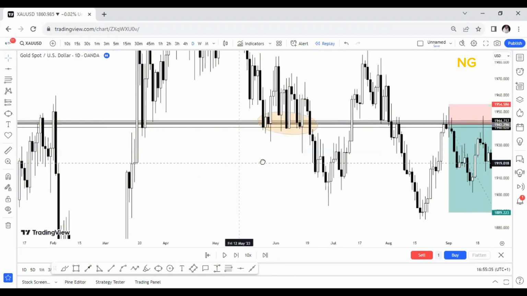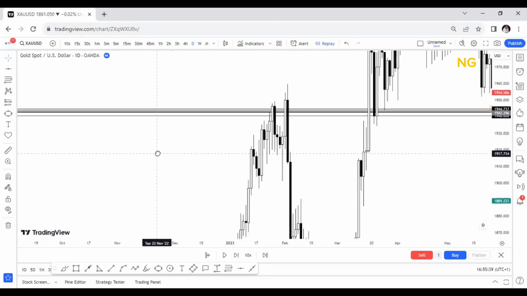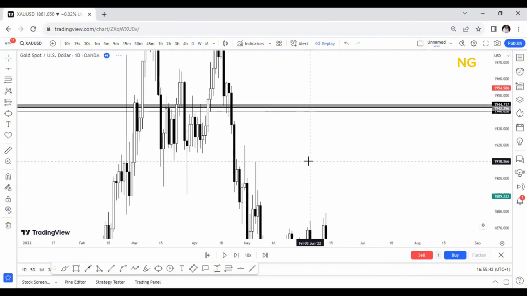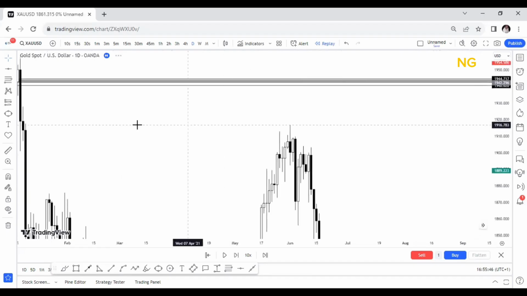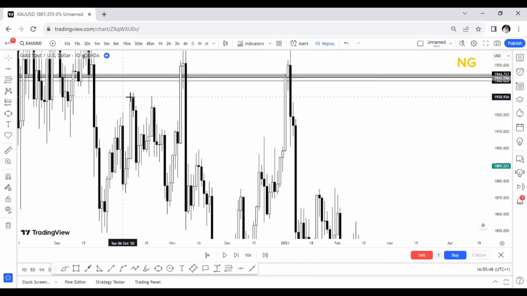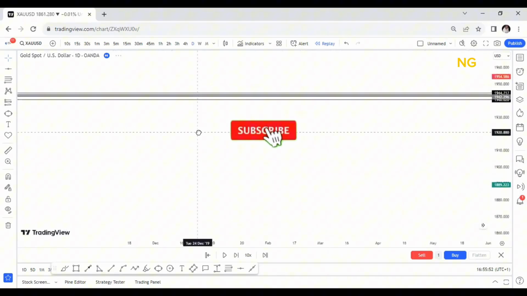In the past, same thing created here. Same thing was created here. Price moves around that place. See it?